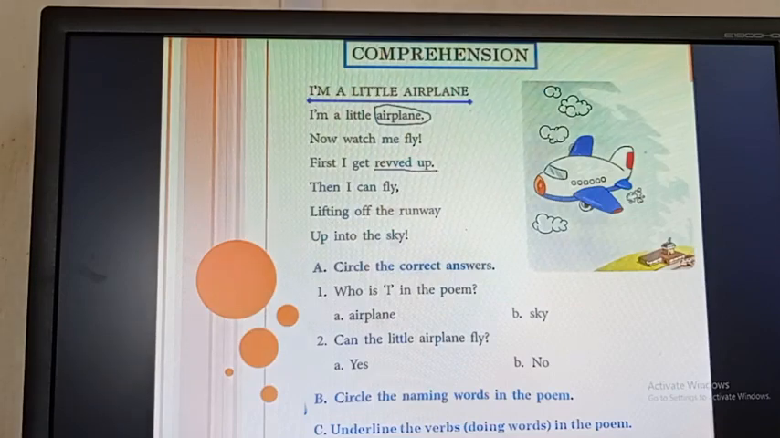So this way, little children, you can do the comprehension, read the text or poem that is given, and then answer the questions.